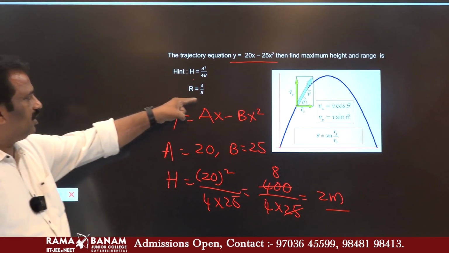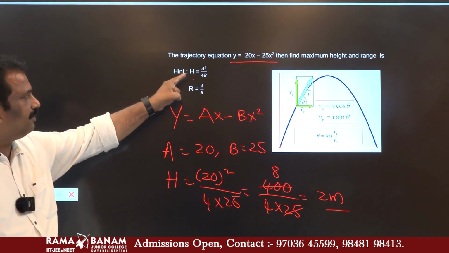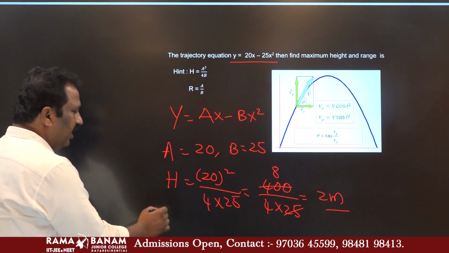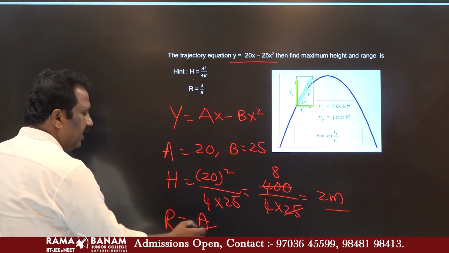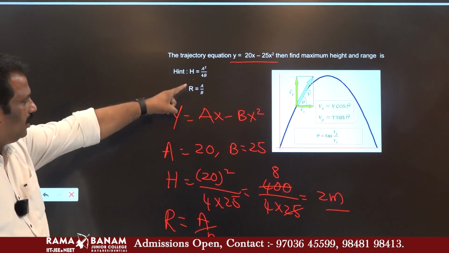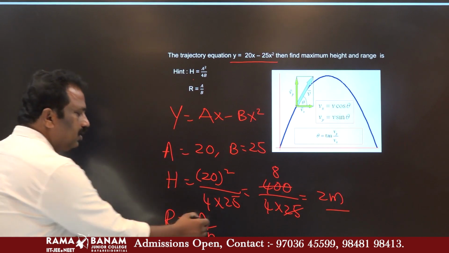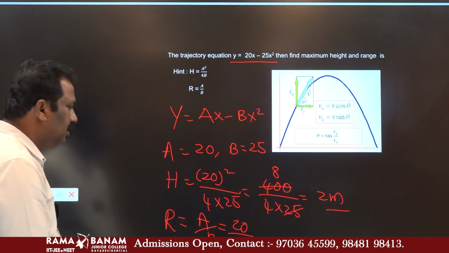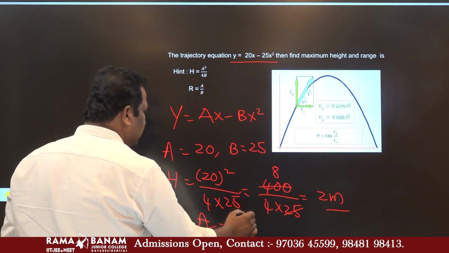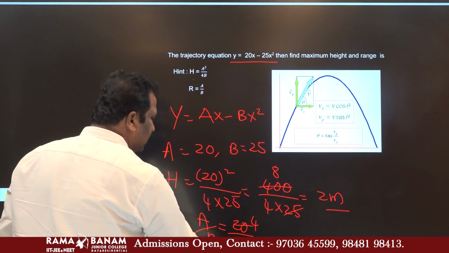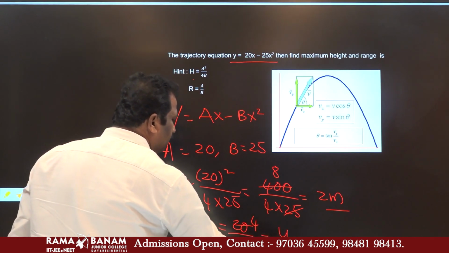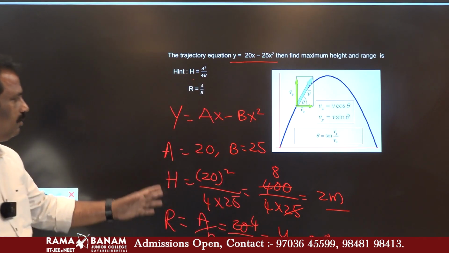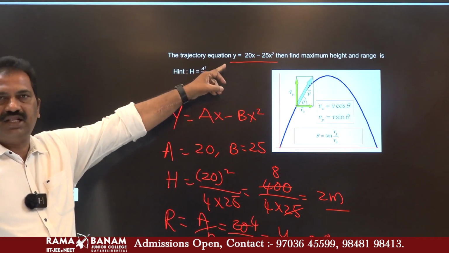So these are very important formulas for maximum height and range in terms of a and b. Now range R is equal to a by b, and we already know the a value is 20 by 25. Five fives are 25, so finally we get 4 by 5, nothing but 0.8 meters. So this is the way to solve the problems, and suppose the given question is like this.